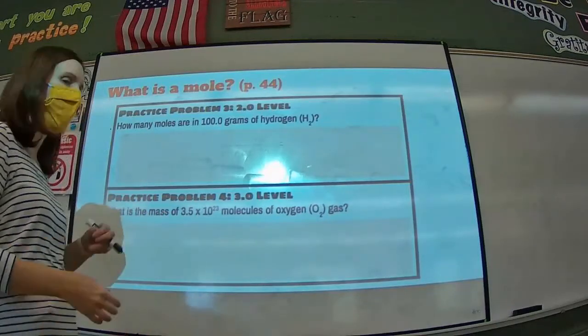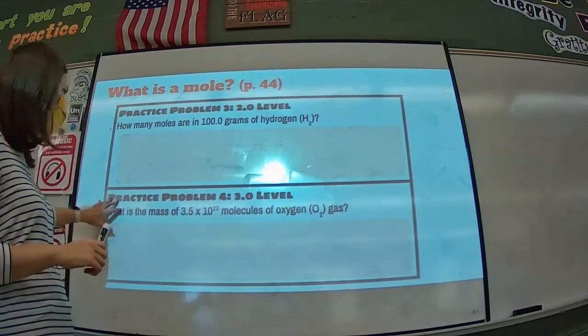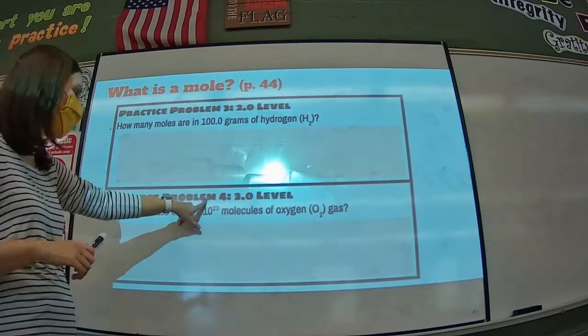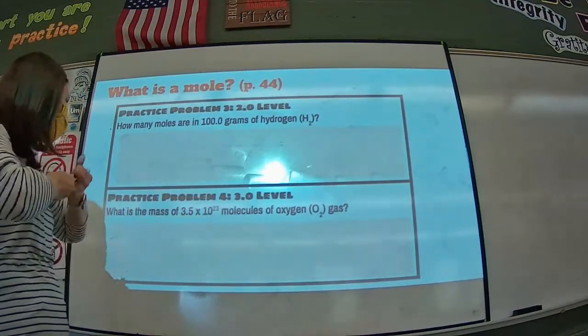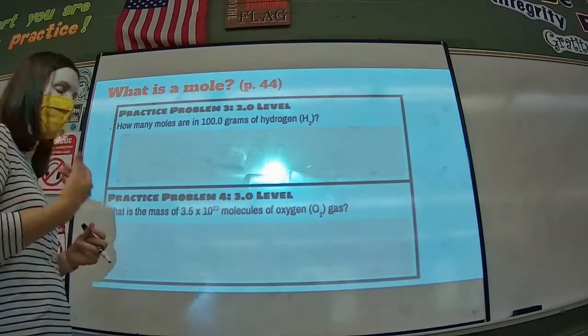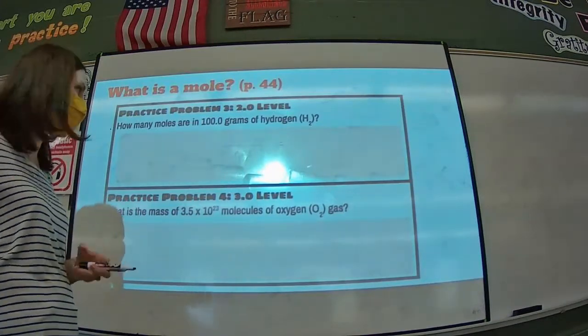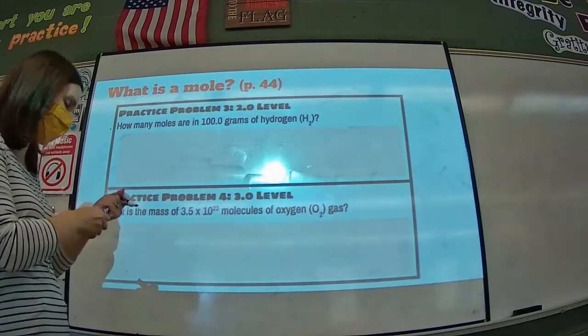All right, guys, we're going to go over some of the 3.0 problems. So the first 3.0 practice problem we have, which is practice problem number 4, that's our first 3-point level. The first thing we do when we are attempting these problems is we need to figure out what is the number we're given and what are we looking for.